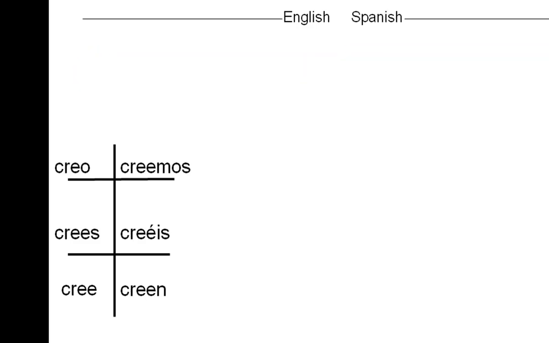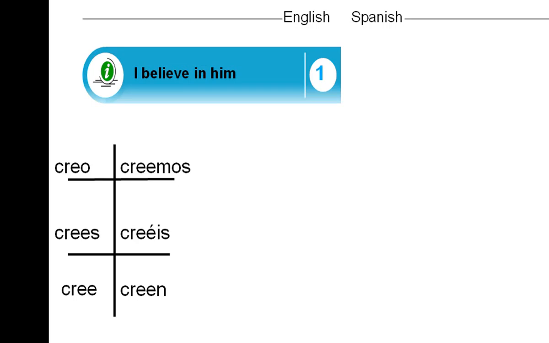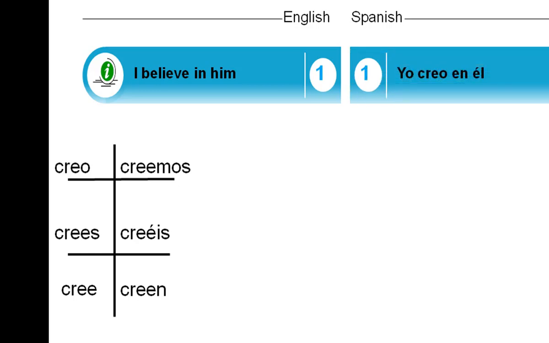Alright, let's go for a few examples of creo, which means I believe or I think. I believe in him. I is yo. So creer is the verb and we are talking about yo form of it. So it's creo. Yo creo en él. Him is él. Yo creo en él. I believe in him.